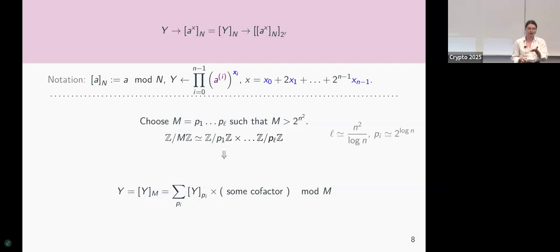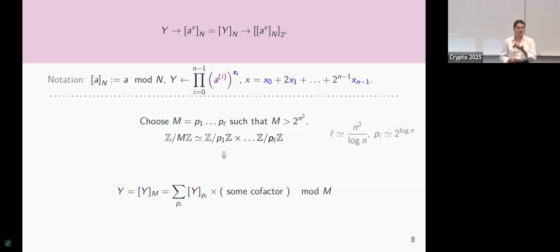We know that the ring Z over MZ is isomorphic to this kind of field product right here. And the Chinese remainder theorem tells us that y modulo big M can be written as this kind of sum right here, involving the product of y modulo each pi and some cofactor. So again, we know that y is always smaller than big M, so y modulo big M is equal to y, and this gives us a way to compute the quantity that we are looking for.